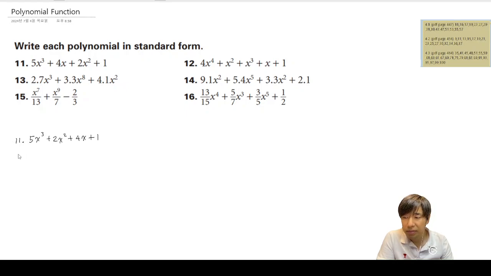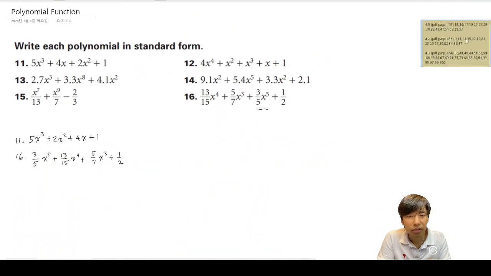Number 16, well, same thing here. The highest degree term is this one, so that has to be the first term that you should have. Okay, 3 over 5, x to the 5th, and then degree 4 plus 13 over 15, x to the 4th, plus 5 over 7, x cubed, and there's no x squared term and x term, so the next one should be the constant. So that's it. Okay, let's move to the next block.